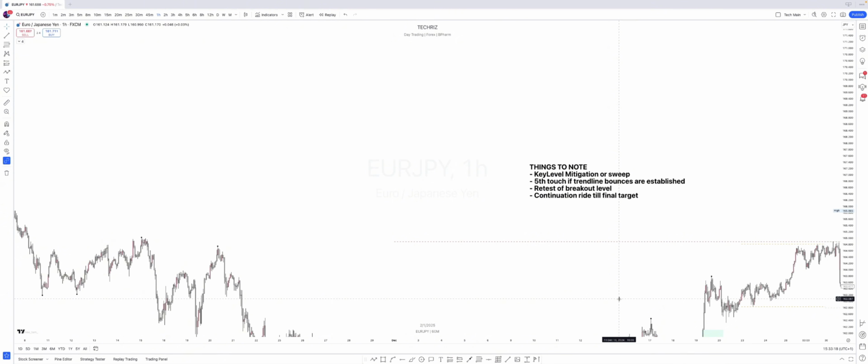So we've established the definition of a breakout and retest, and we've established the types. A breakout can happen on a trend line, and it can happen on a support and resistance line as well.